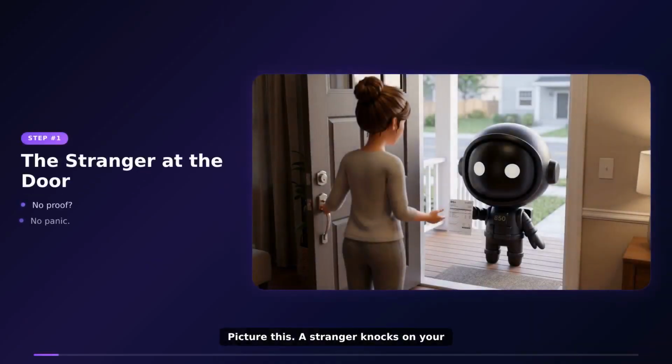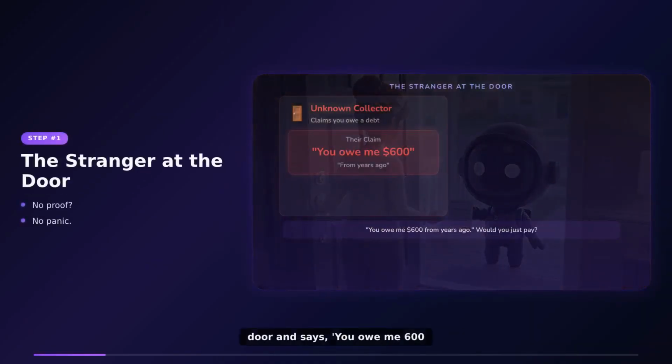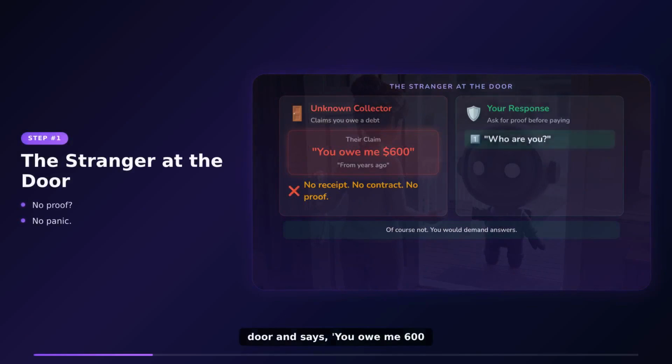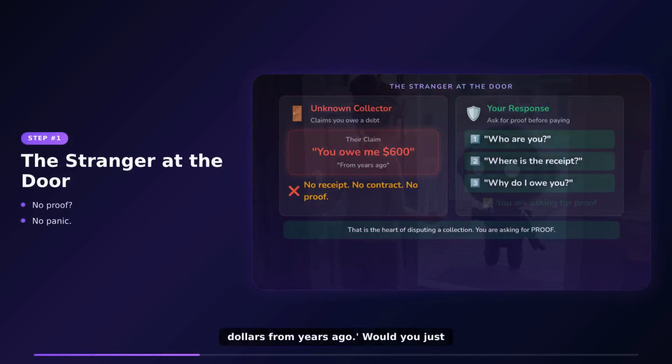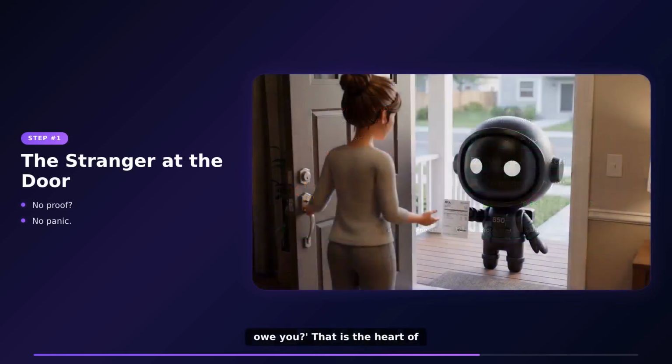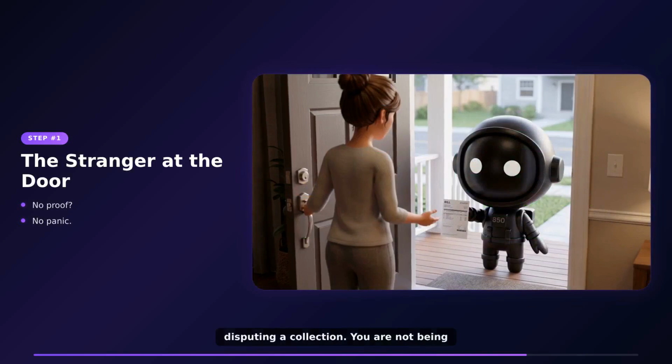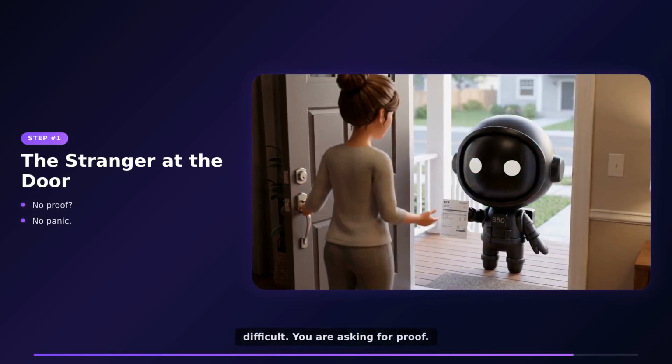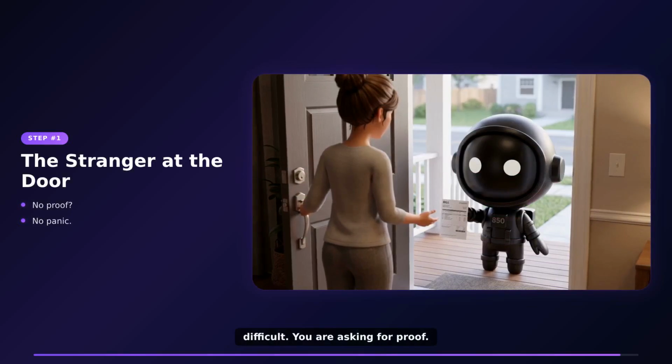Picture this. A stranger knocks on your door and says, "You owe me $600 from years ago." Would you just pull out your wallet? Of course not. You would ask, "Who are you? Where is the receipt? And why do I owe you?" That is the heart of disputing a collection. You are not being difficult. You are asking for proof.